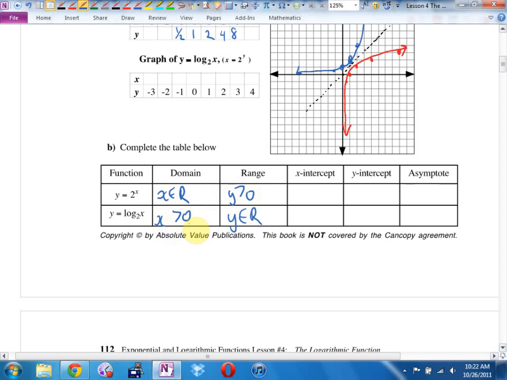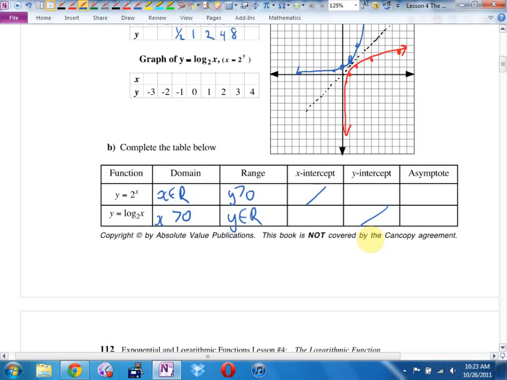This next one is a trick question. What's the x-intercept of the exponential graph? It's a trick question. Is none. What's the y-intercept of the log graph? If it's truly the inverse and we switch x and y around, what's the answer? Is none. Look at my graph. Does it ever touch the y-axis in red? No. Gets closer and closer and closer.